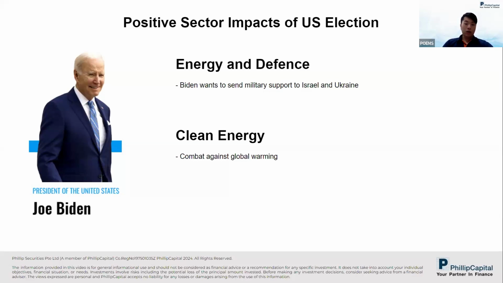The next one would be clean energy. Since Joe Biden got selected to be the president of the US, he has constantly mentioned that he wishes to combat global warming. So he supports clean energy, things like solar panels, windmills, and electric vehicles. He provides a lot of support to these kinds of companies to fight global warming. So you could also see certain companies within this sector that will have a potential upside, right?